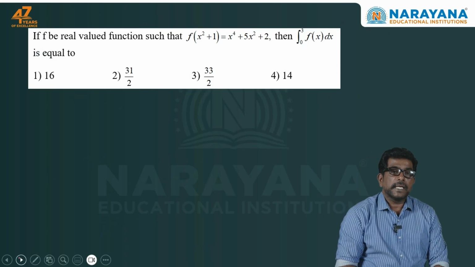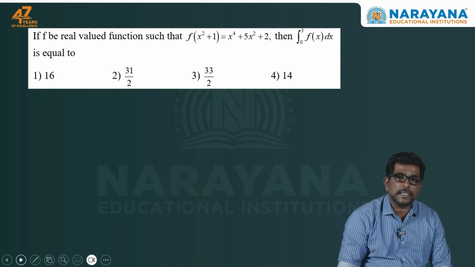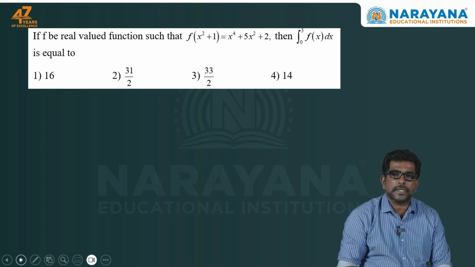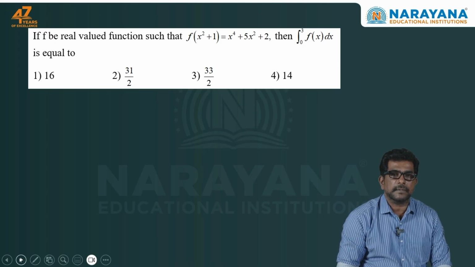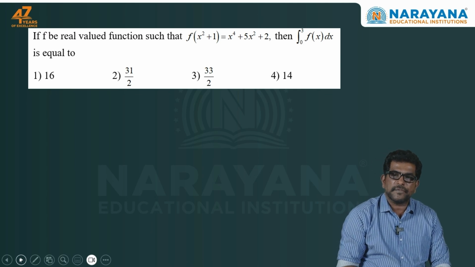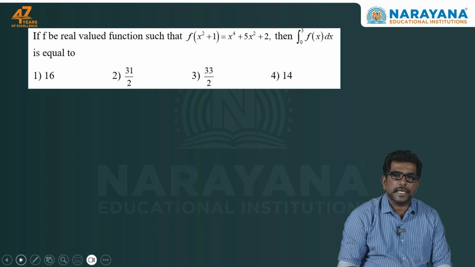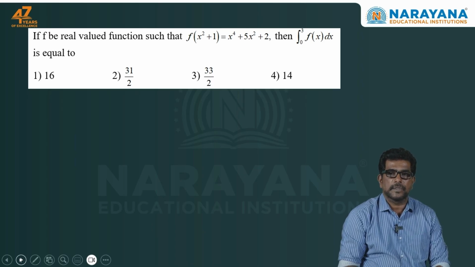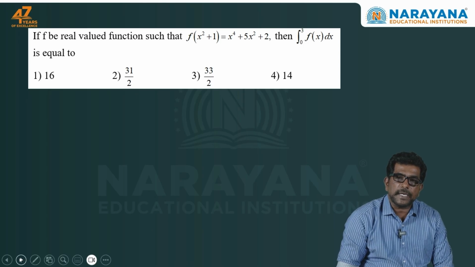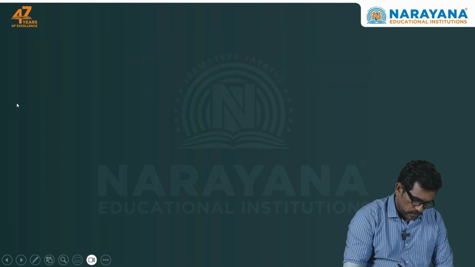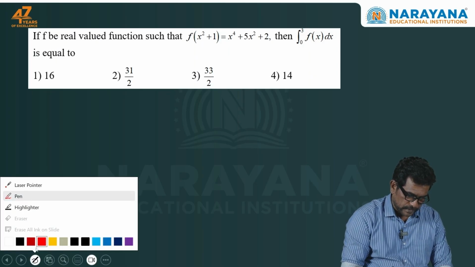Next one is, yes, if f be a real valued function such that f of (x square plus 1) is equal to x to the power of 4 plus 5x square plus 2, then integral 0 to 3 f of x dx is equal to, they are asking. The problem is related to definite integration, and they have not given the function directly. Now the function is defined as f of (x square plus 1) is equal to x to the power of 4 plus 5x square plus 2. Then they asked the definite integral 0 to 3 f of x dx. So in the solution, first we are trying to find f of x.